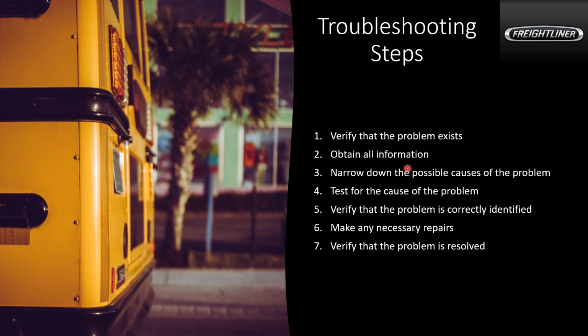So you narrow down all the possible causes of the problem, and then you test for the causes of the problem, and then you verify that the problem is correctly identified. So 3 and 4, again, you're going to be doing back and forth until you get to step number 5. Once you get to step number 5 and you identified the problem, then you can make the repairs that you need for that problem. And then the very last thing you're going to do is verify that the problem is resolved. So these 7 troubleshooting steps have been a guideline for me in my career.